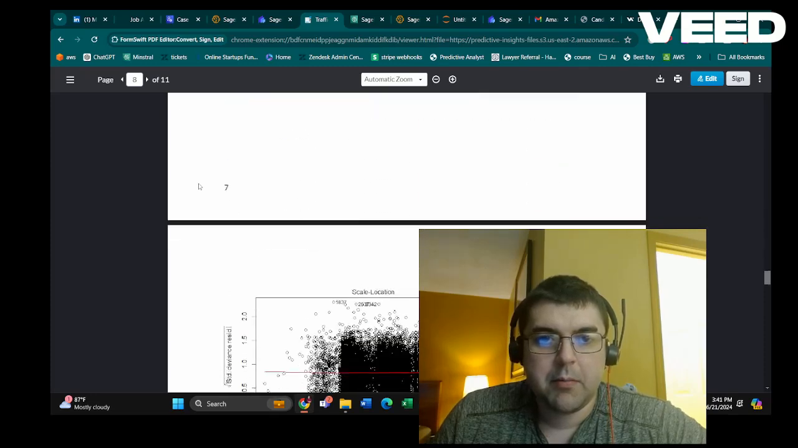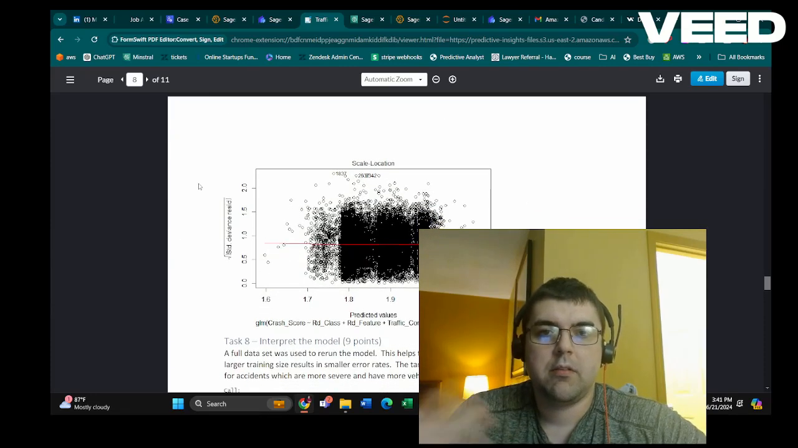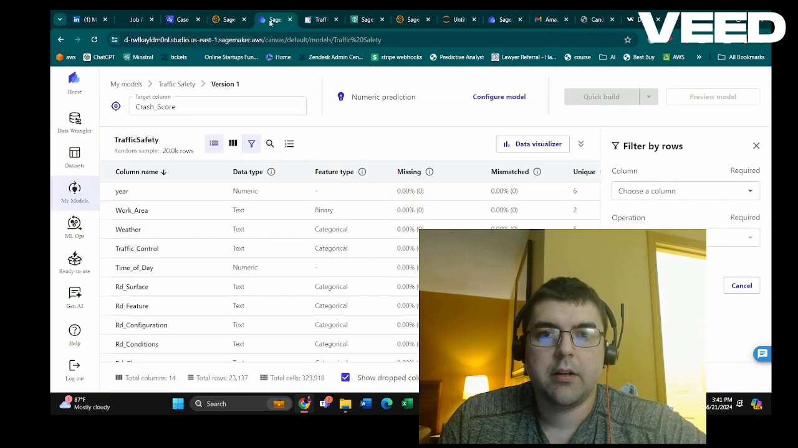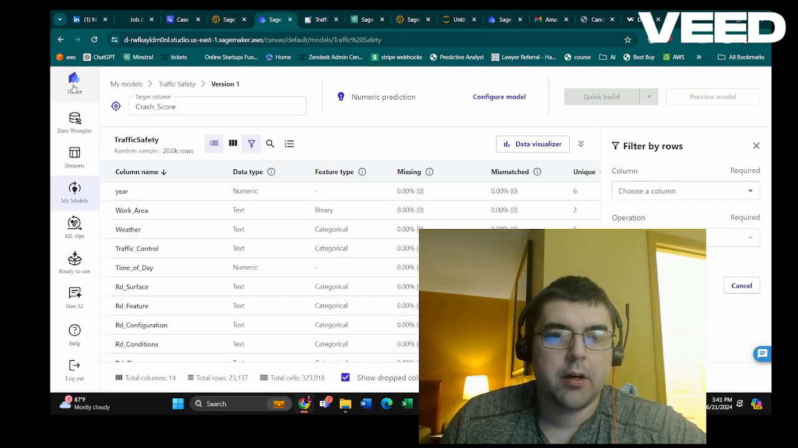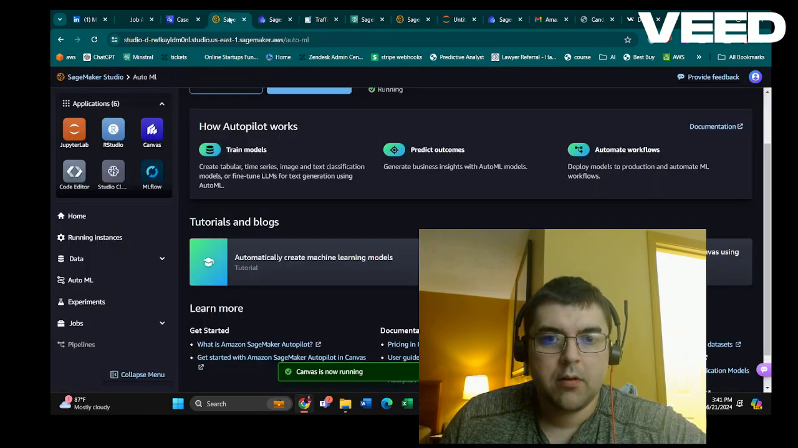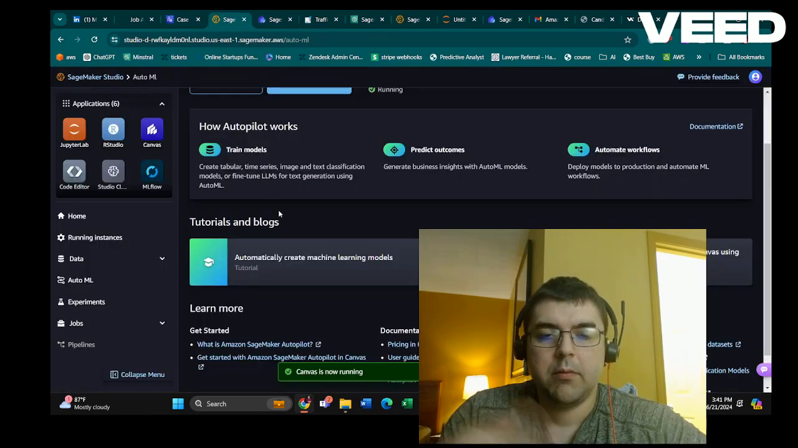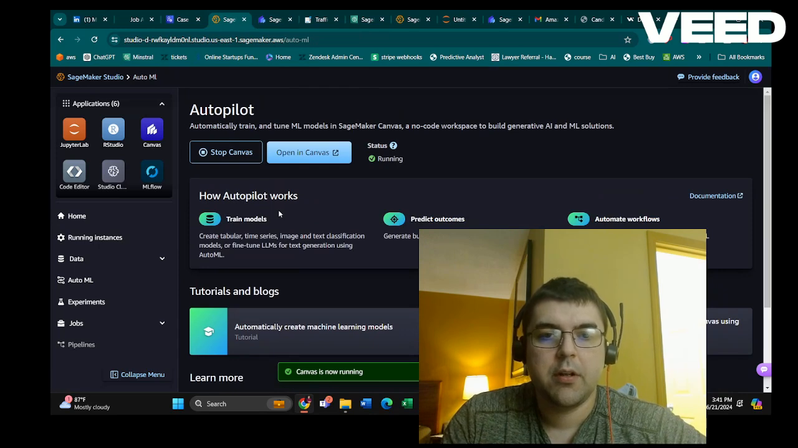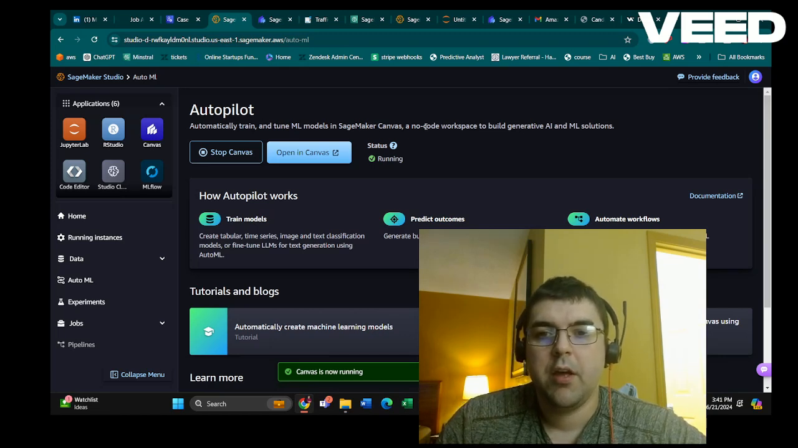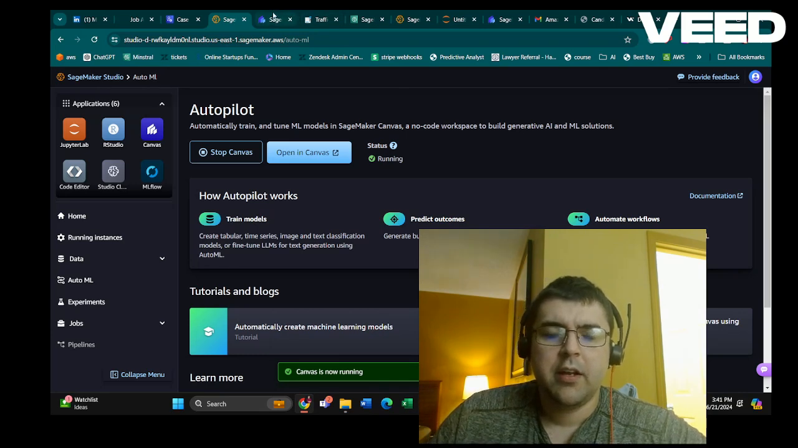Basically, SageMaker has this tool called AutoML. So here you can see the SageMaker dashboard, and this is Autopilot. Automatically train and tune ML models in SageMaker Canvas with a no-code workbook and build generative AI solutions.